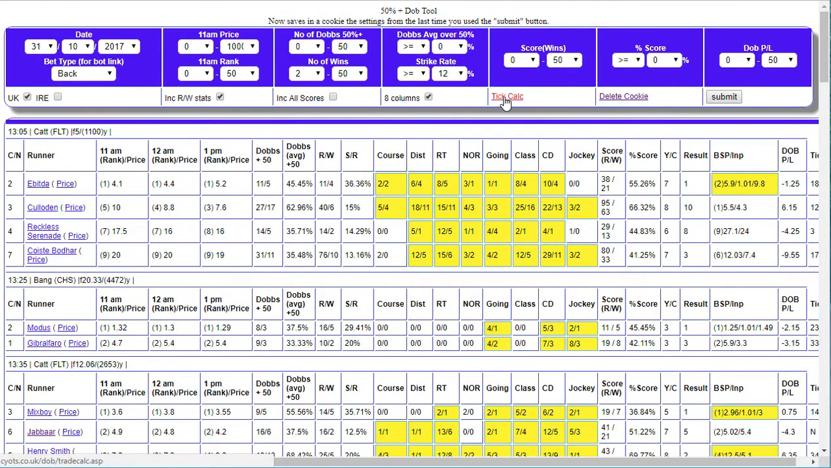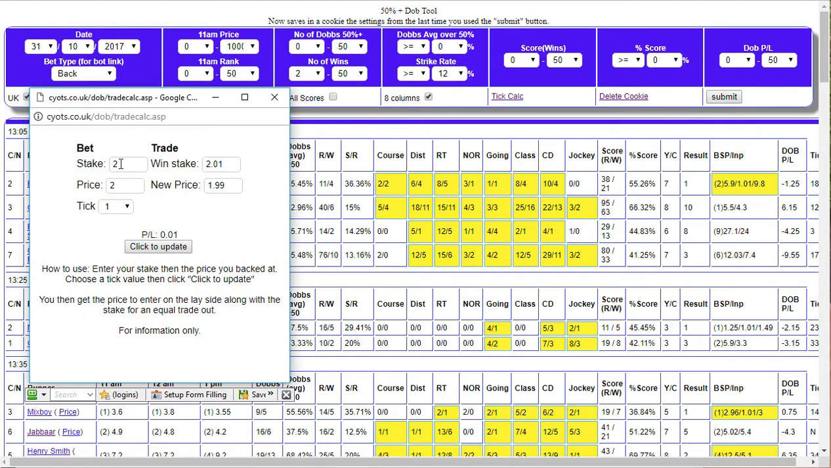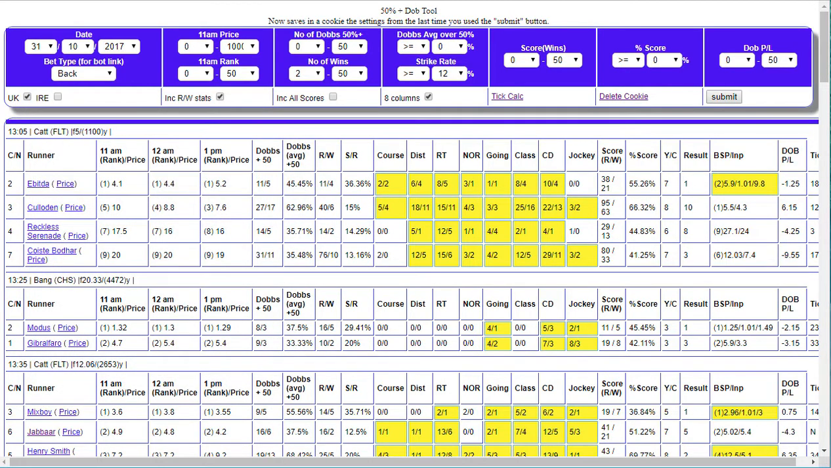I think in the last update I showed the tick calculator, which is a little calculator I made so you can work out tick values. So yeah, these are all the new filters, and there's obviously room for more, and even more if I need to put in any more, which I obviously will over the coming weeks.